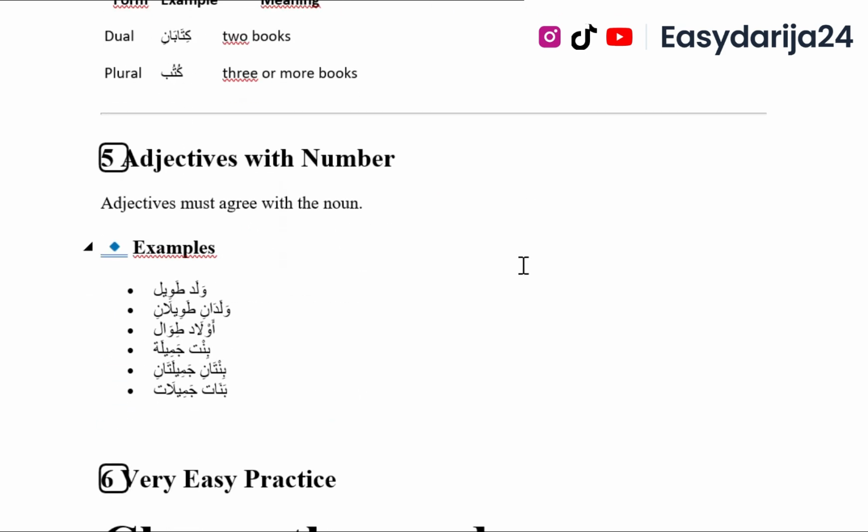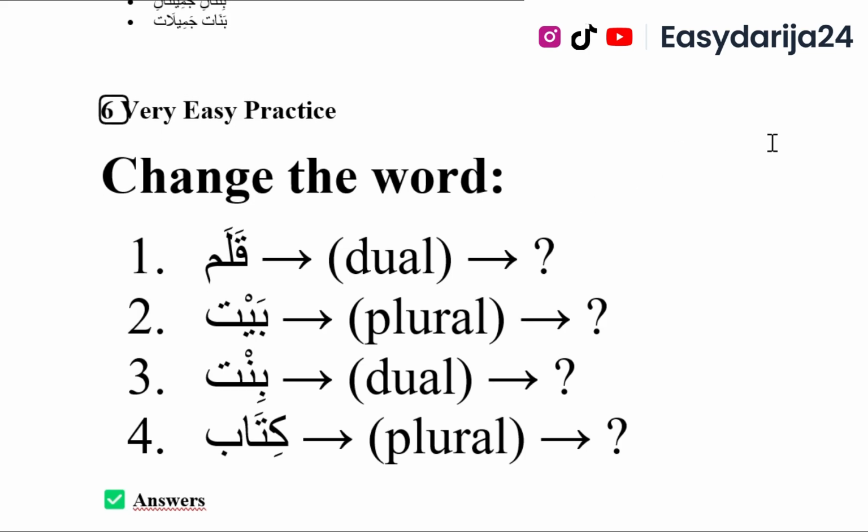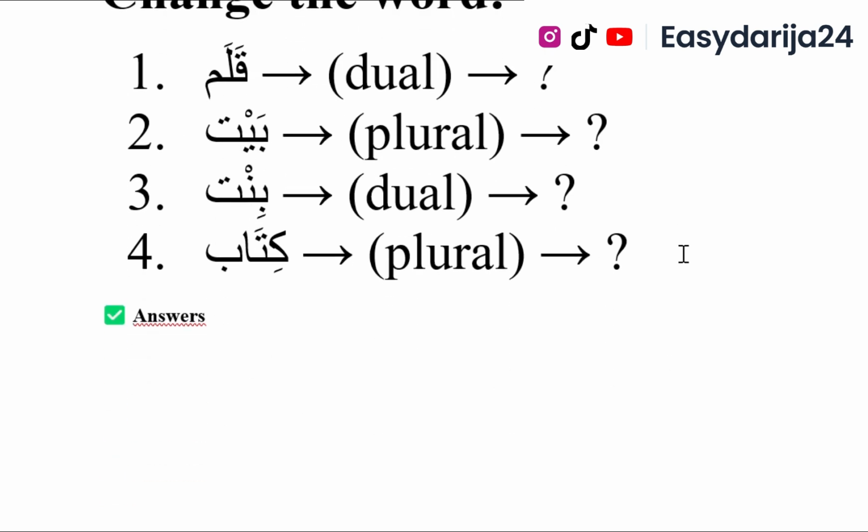At the end, I have an exercise for you guys. I have given you four words, and you have to give me the plural here, and the مثنى here, and for kitab you have to give me the plural. Okay, you apply the rules that we have seen so far.